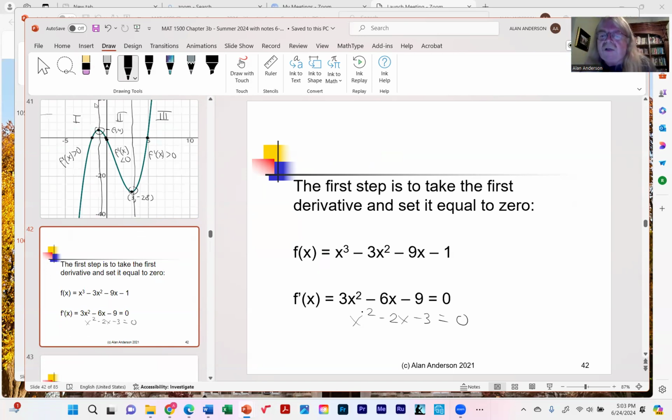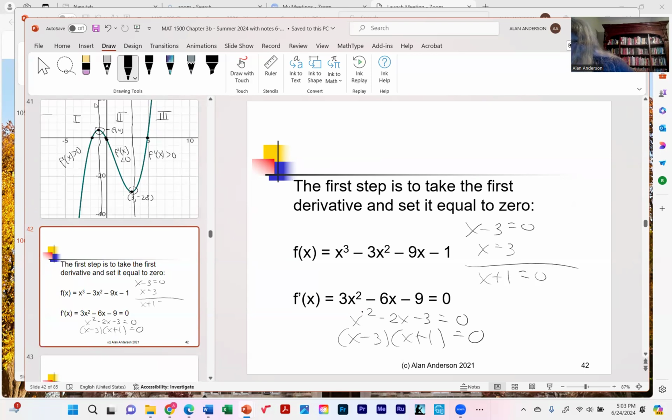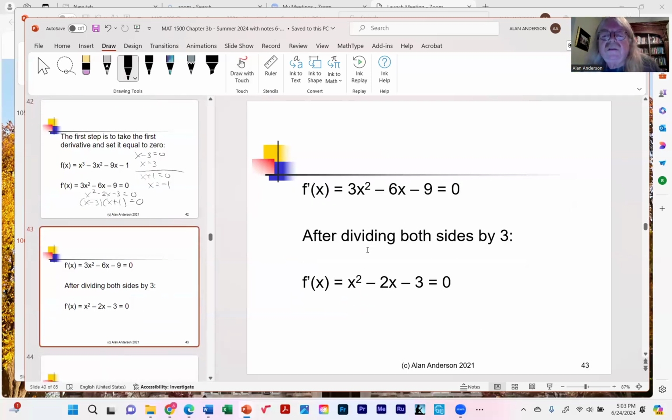You'll get the right answer either way, but this way, if you want to factor it, it'll be simpler, or else you can just plug this into the quadratic formula. But you'll see that if you factor this, it's going to be x minus 3 times x plus 1. And so we set those equal to 0. Those are going to be our two critical points.